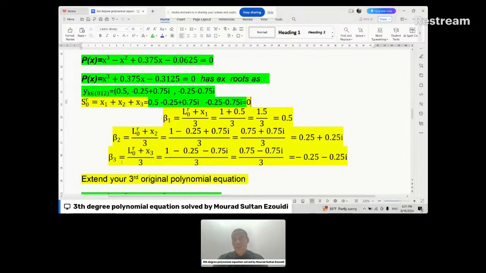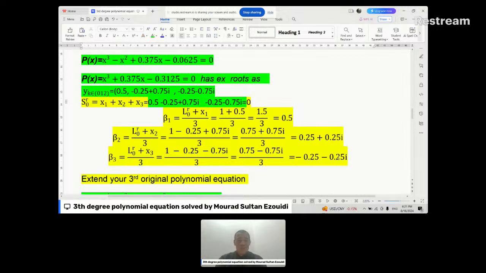And for beta 3, the third root has to be equal to L0 over r plus x3 divided by 3, equal to 1 minus 0.25 minus 0.75i, all divided by 3. You can simplify more. You will obtain negative 0.25 minus 0.25i.